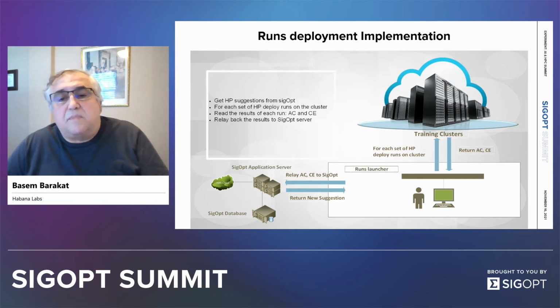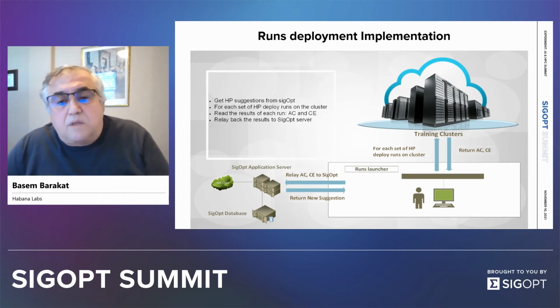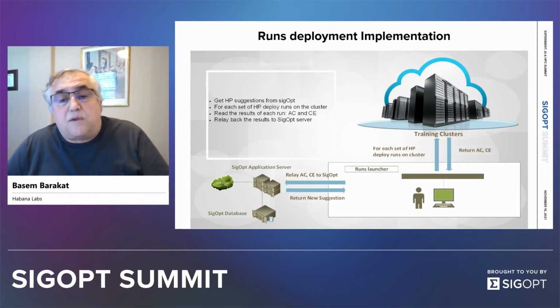It's exactly the same. So when we integrated SigOpt, it was nice, it runs in the cloud too. All we have to do is get suggestions from SigOpt. Our launcher will go ahead and pack those suggestions for the parameters we are trying for the run parameters for ResNet and launch the job on the cluster. We read the result back and relay it back to SigOpt, and we keep going. So that's the cycle of our deployment and measurement.